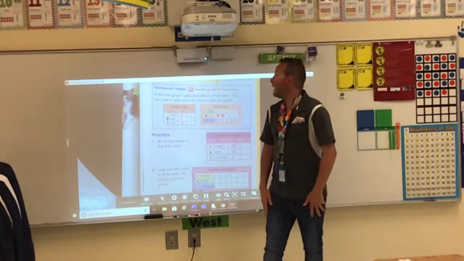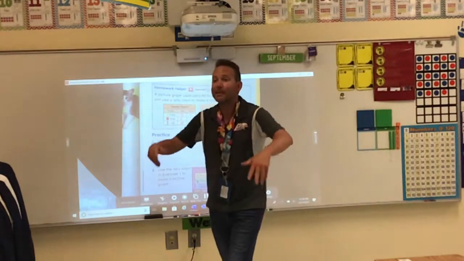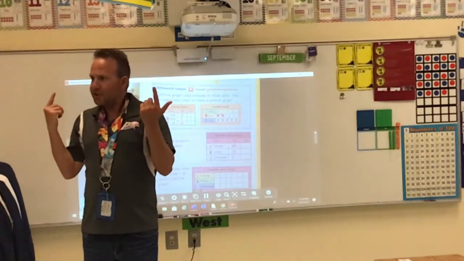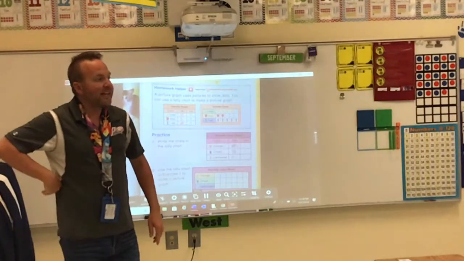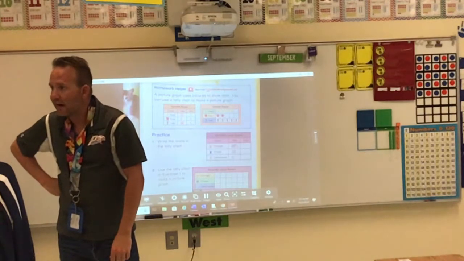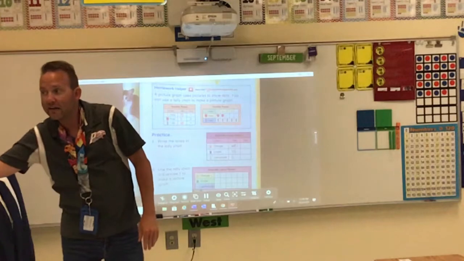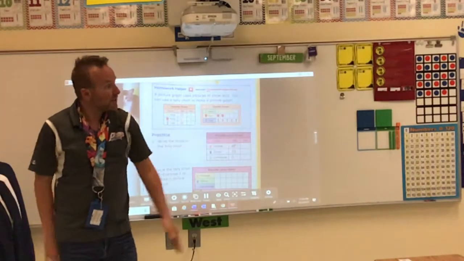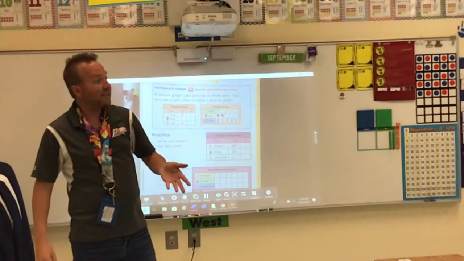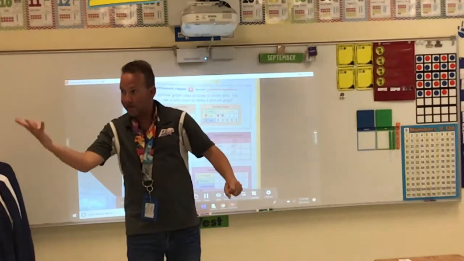It's called a picture graph. Everyone say picture graph. Picture graph. Okay, do you hear the word picture? Well, guess what? What do you think instead of tally marks are going to be on the graph? Instead of tally marks, there's going to be what? Pictures. Very good. Picture graph means there's going to be pictures on the graph, okay?